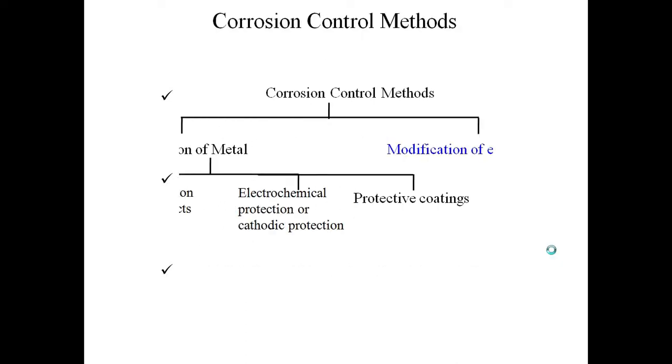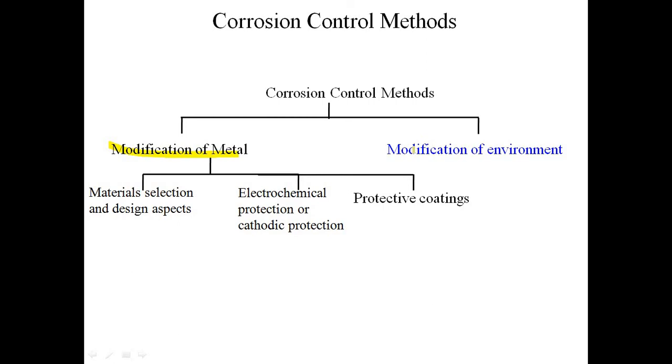Let's move into the topics. This is the overview of corrosion control methods. As I said in the first slide, corrosion can be controlled either by modifying the metal's property or by modifying the environment. When we talk about the modification of the metal's property, it starts with material selection and designing aspects. We will discuss them in detail. We can also discuss electrochemical protection or cathodic protection methods for protecting the metal, and we can use protective coatings to protect or control the corrosion of the metal.